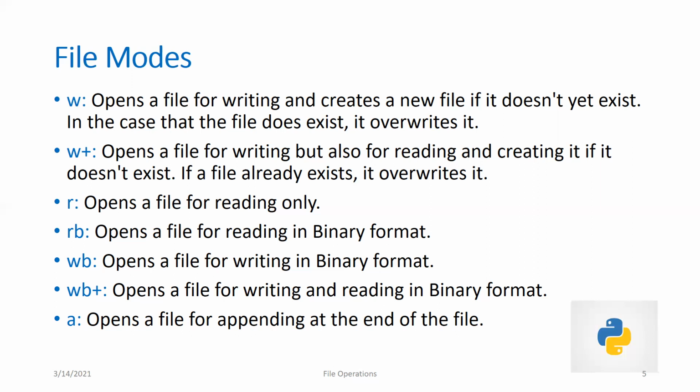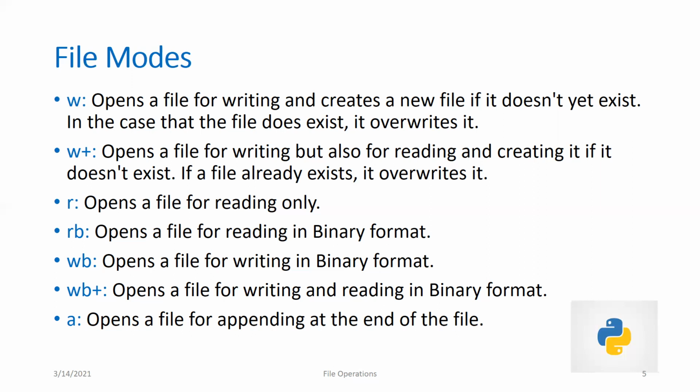W plus opens a file for writing but also for reading. So if we want to do both reading and writing on a file, then the mode will be W plus, creating it if it does not exist. If a file already exists, then it will be overwritten. R opens a file for reading only. So if the mode is R, then we can read the file only, not write.